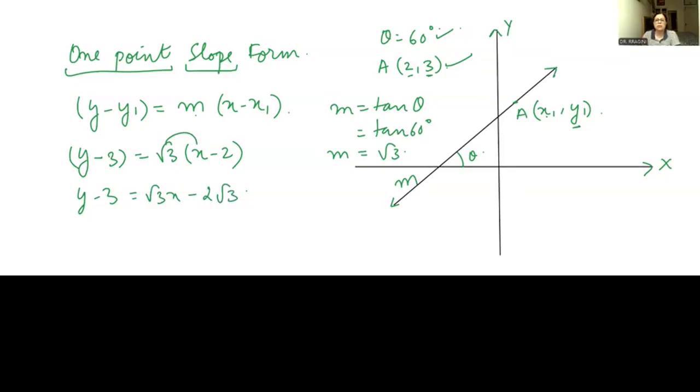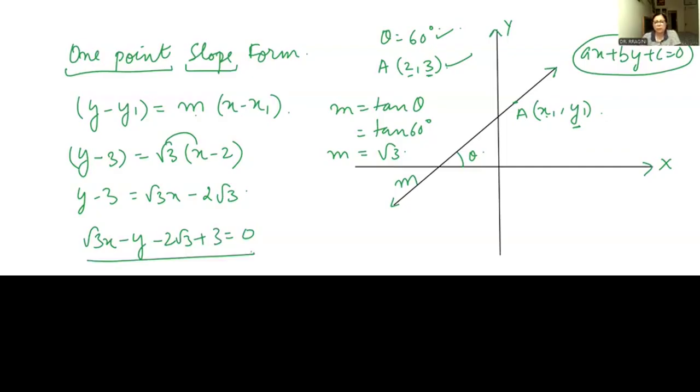See, generally we get a linear equation in two variables. The basic format is of this type. So whatever format you are using to find the equation, you can write the final answer in this form. This is √3x minus y minus 2√3 plus 3 is equal to 0. This is the equation of the line which we have found by one-point slope form.